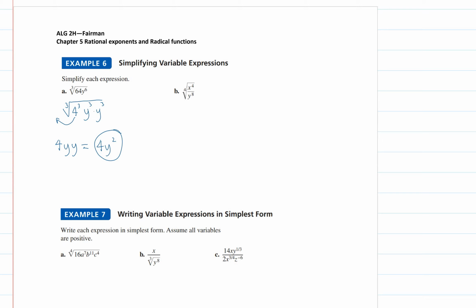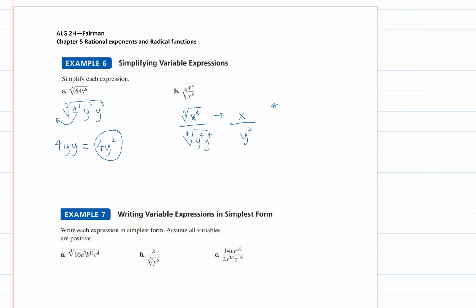If we look at the fraction, remember, we can break our fraction into parts. So we can have the 4th root of x to the 4th in the numerator and the 4th root of y to the 8th in the denominator. And remember, y to the 8th is the same as y to the 4th times y to the 4th. So in my numerator, the 4th root of x to the 4th is just x. And the 4th root of y to the 4th times the 4th root of y to the 4th would be y squared in the denominator.